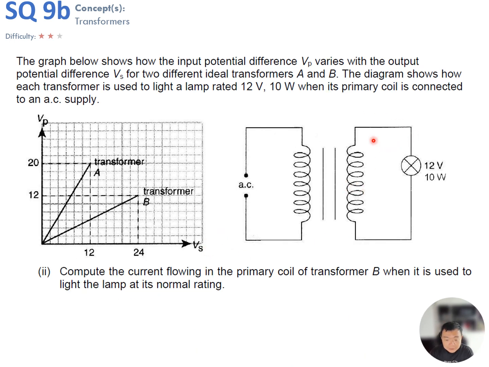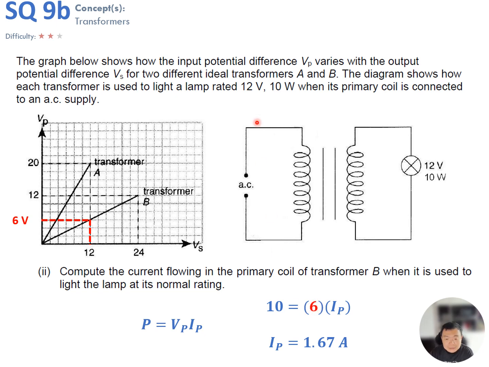Now for transformer B, what is the current flowing in the primary coil over here, so that transformer B can power this lamp and operate the lamp at its normal rating? So the rating comes in very useful here. This means that we want the output voltage, or the secondary voltage, to be 12 volts. And if we want 12 volts secondary voltage, transformer B means that the input voltage needs to be 6 volts. So that's how you can get 6 volts as the primary voltage over here.